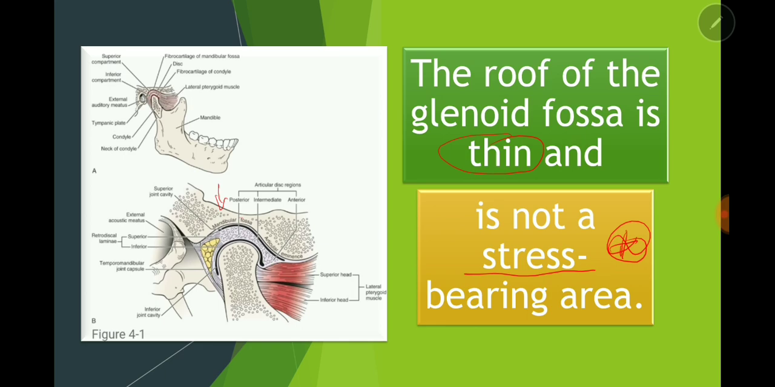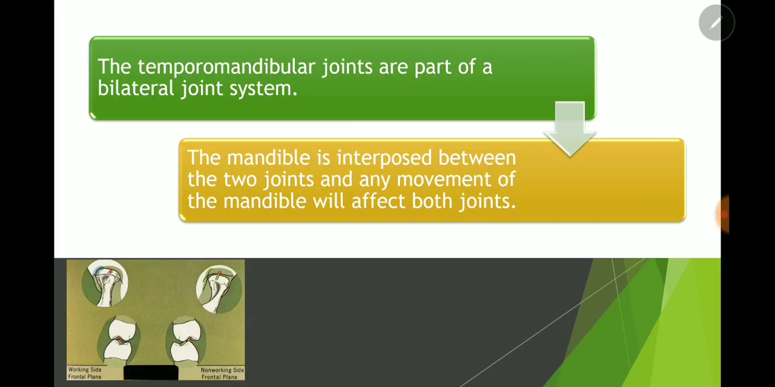So how does the TMJ maintain the stress? How does it control the stress applied, meaning the forces that are applied to the TMJ? How is it controlled? This is because you have the articular disc in between, and we're going to look at that.